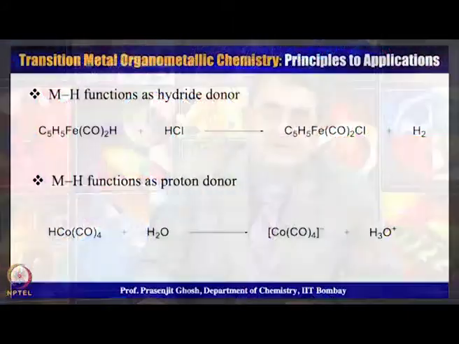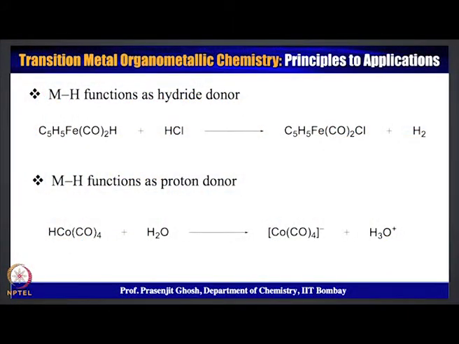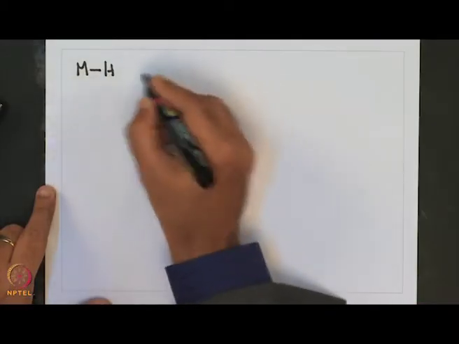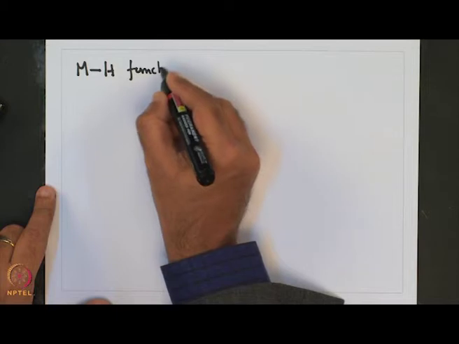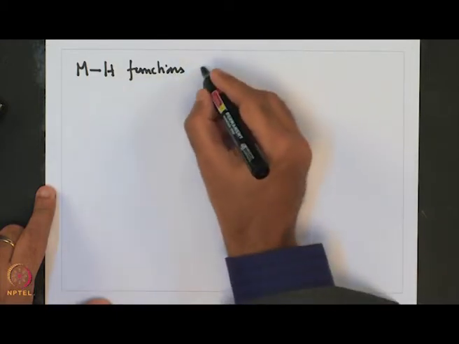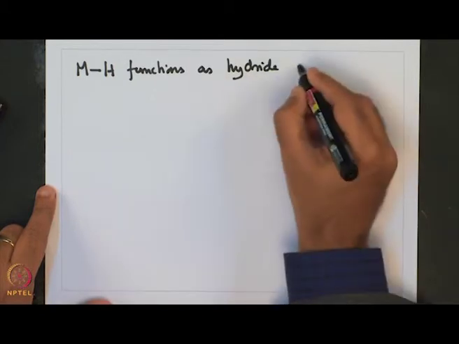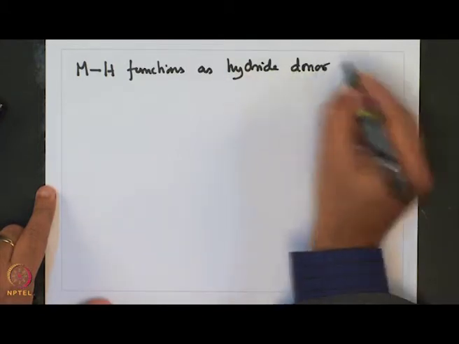So, let us illustrate this hydridic or acidic property through some chemical reactivity. For example, the function of transition metal MH bond as a hydride donor is illustrated below. MH functions as hydride donor.